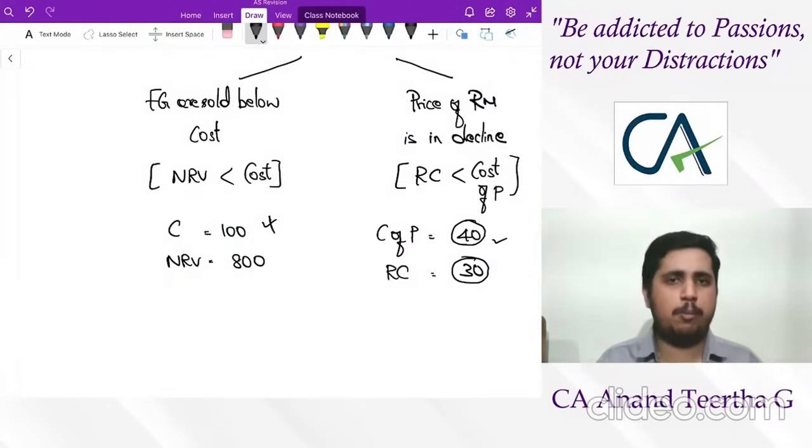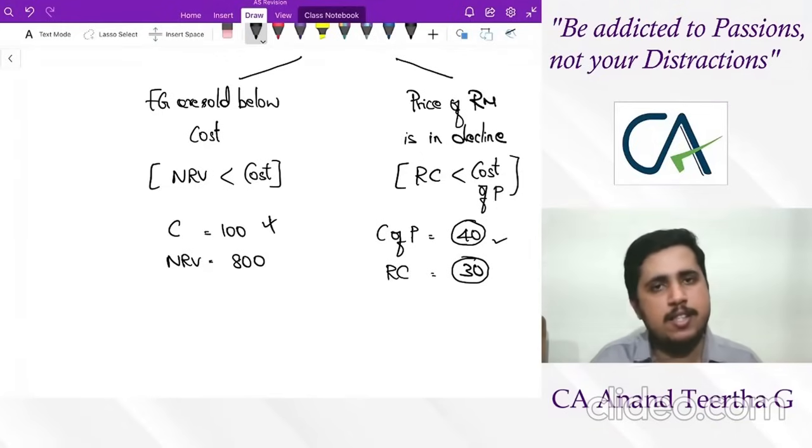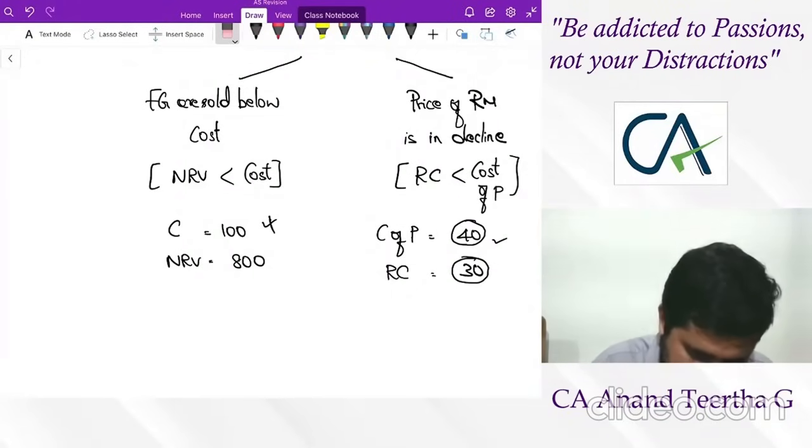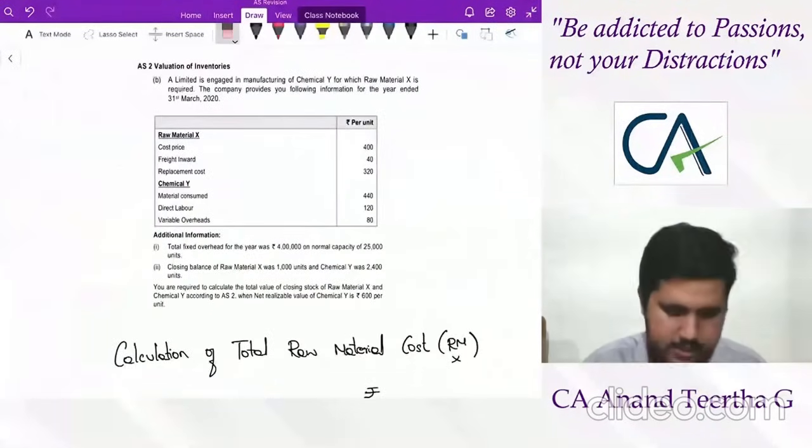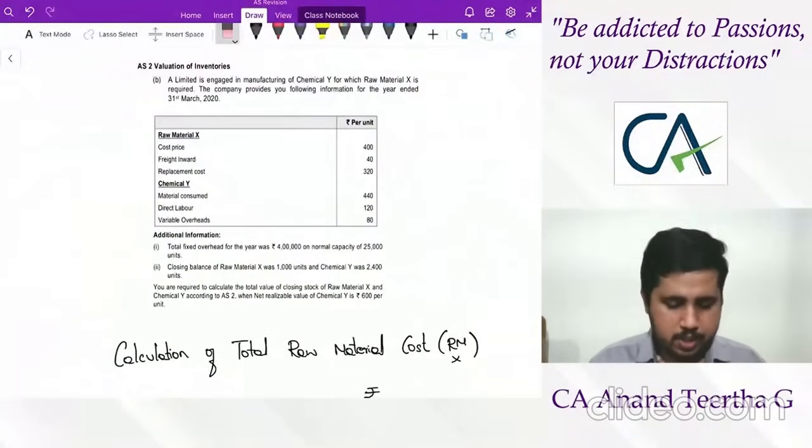I have taken one problem from RTP and one problem from the old question paper, and we will quickly look into those points, and we will see how presentation of an answer and analysis of an answer could be done in those situations. Let's quickly go into that. Okay, so the first question.